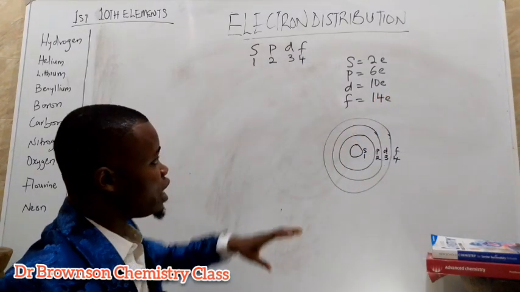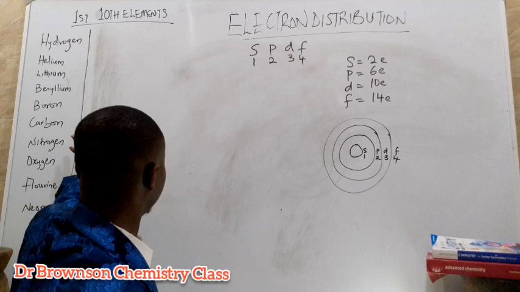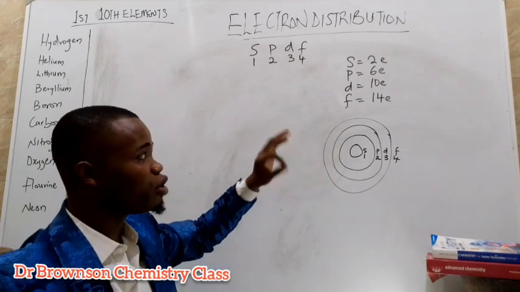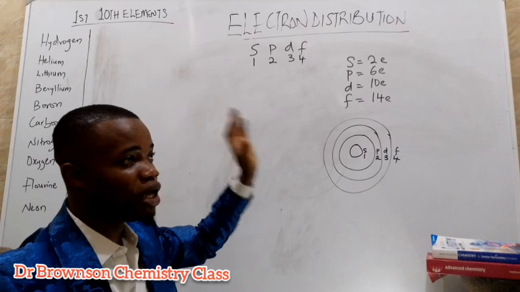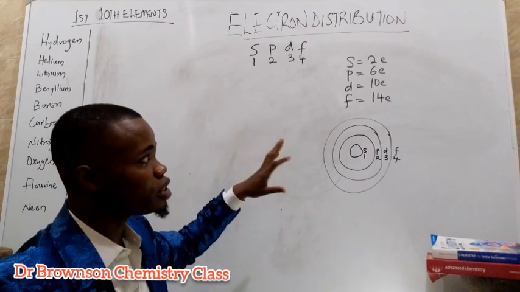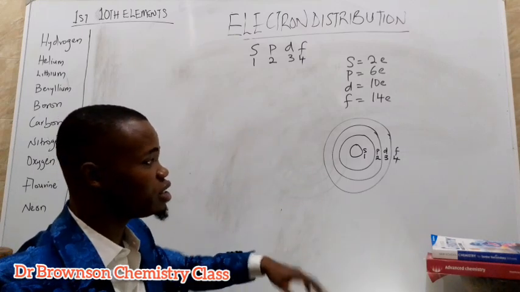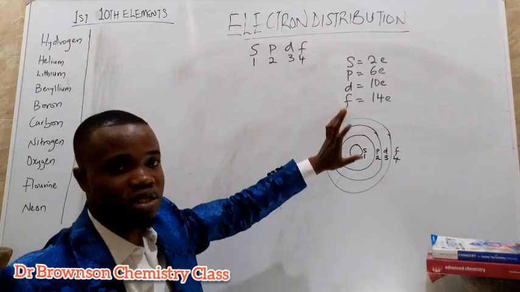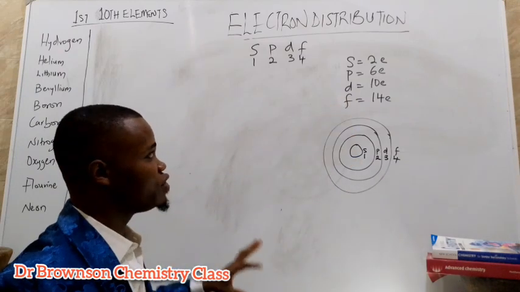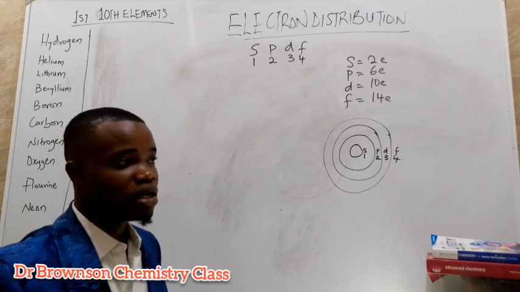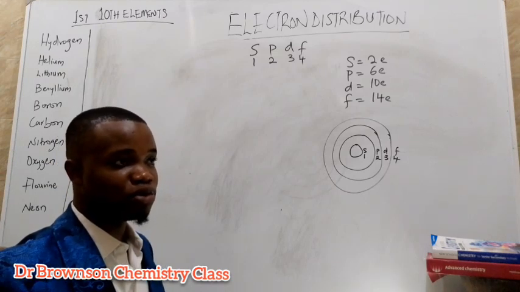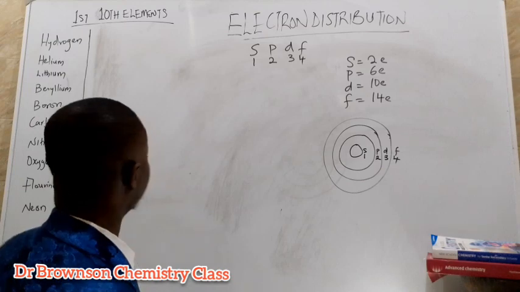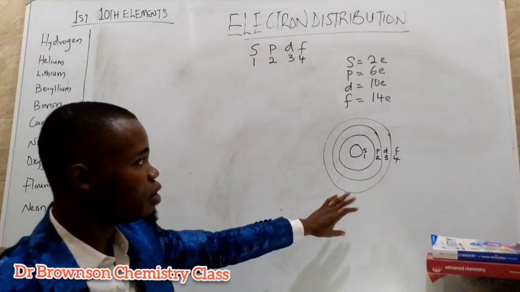Just like the old configuration, where K can only contain 2 electrons, then L to M can only contain 8 electrons. Once it is 8, it moves to the next. So this is a very different case. Please, if there's any part of this video that you do not understand, play it again and I'm sure you will understand it better. So let's go. This is how it goes.